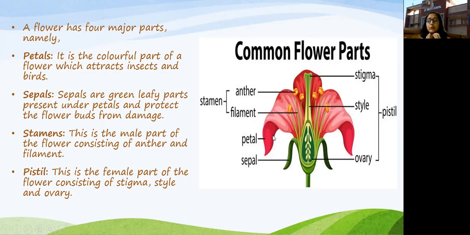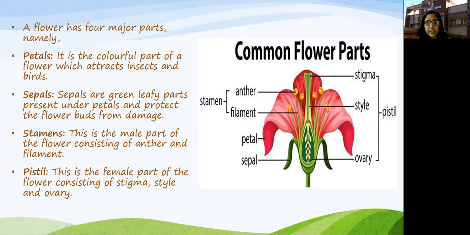जो हमको फ्लावर ब्यूटीफुल लगता है वो क्यों लगता है? पेटल्स की वजह से. Because petals are of different colors, pink, orange, white, green, yellow, है ना. So the flower looks beautiful because of these petals, because these petals are of different colors, है ना, purple, orange. That is why.